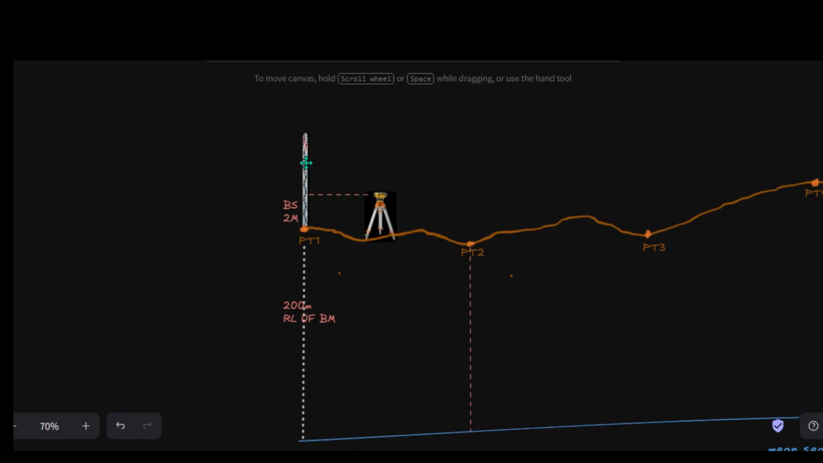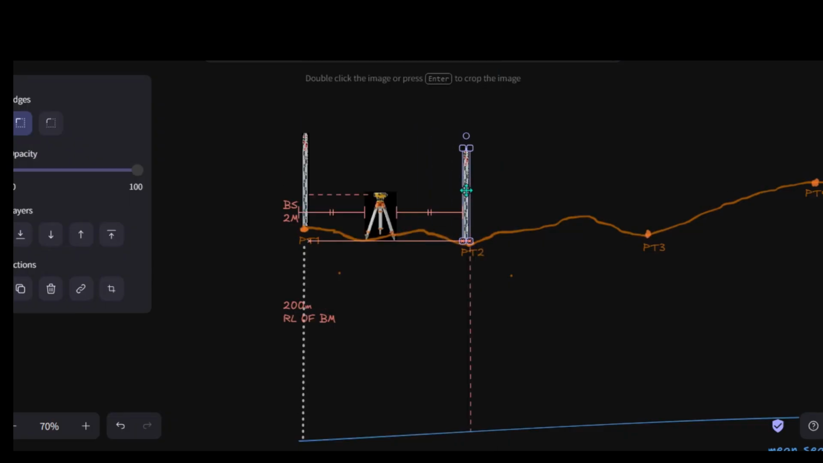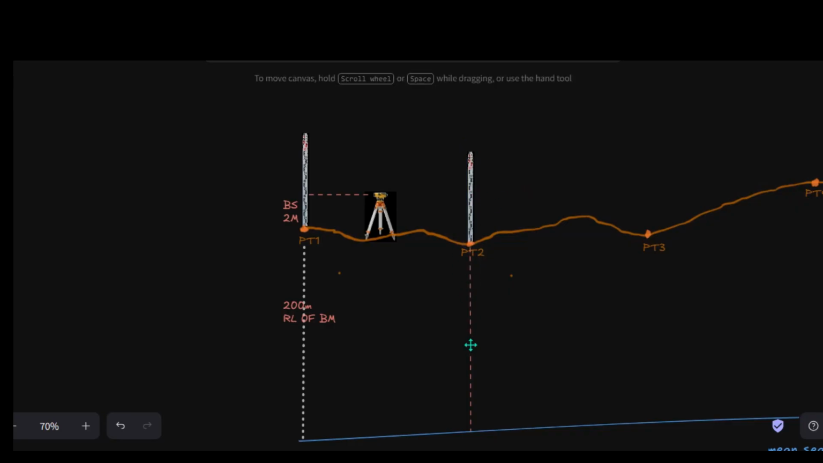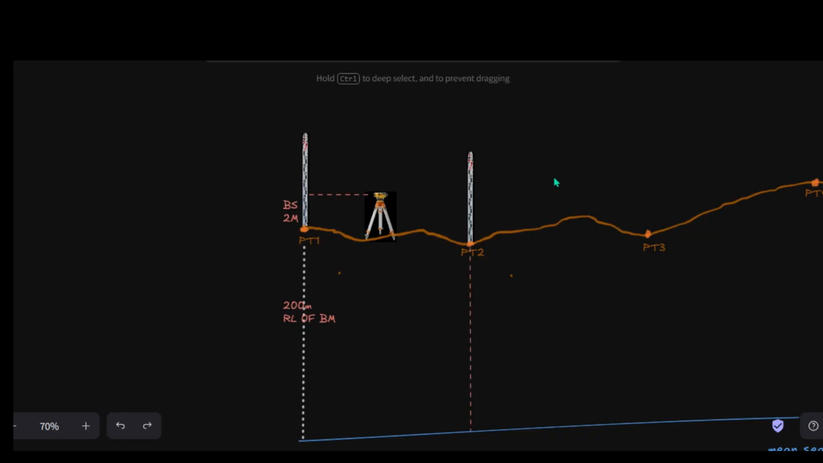Now this ruler, this staff, will be moved to this other point. Imagine this ruler is now moved to this other point. Remember, this is the point I want to know. I want to know this point's reduced level, RL, at exactly this point.